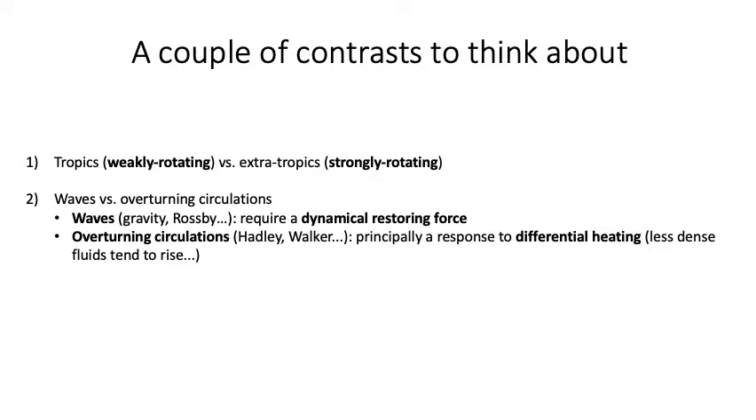Additionally, I want to highlight a couple of key contrasts that I brought up at the beginning of the semester, but now it's good to come back to. One is the tropics, which is weakly rotating. So again, f is relatively small, though gradients in f, beta, still exist and are really fundamental, versus the extratropics, which are strongly rotating. So f is very large relative to its meridional variations. It's also strongly stratified. And then waves versus overturning circulations.